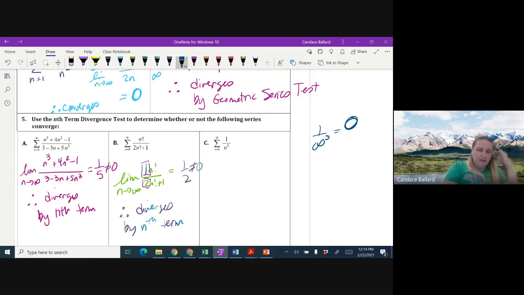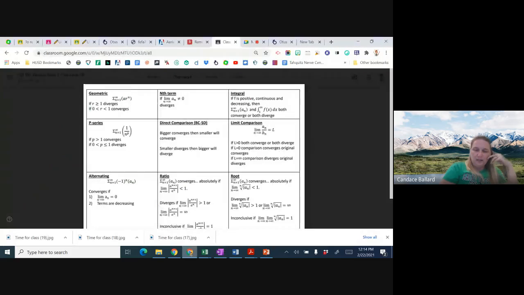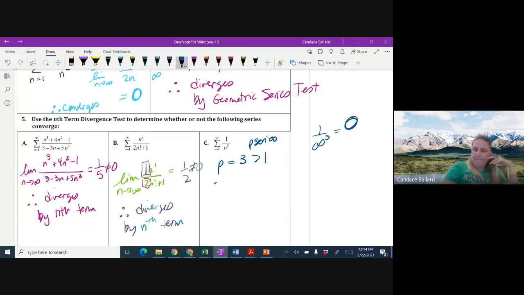So that is a P series, with P equal to 3. So P equal to 3 is greater than 1. So when I look at P, do I converge or diverge on this P series? All right, nice job. We converge. So converges by P series. Good job.